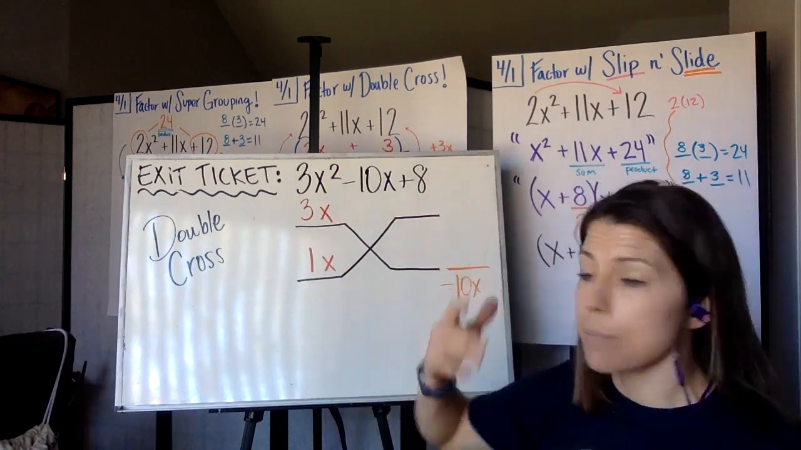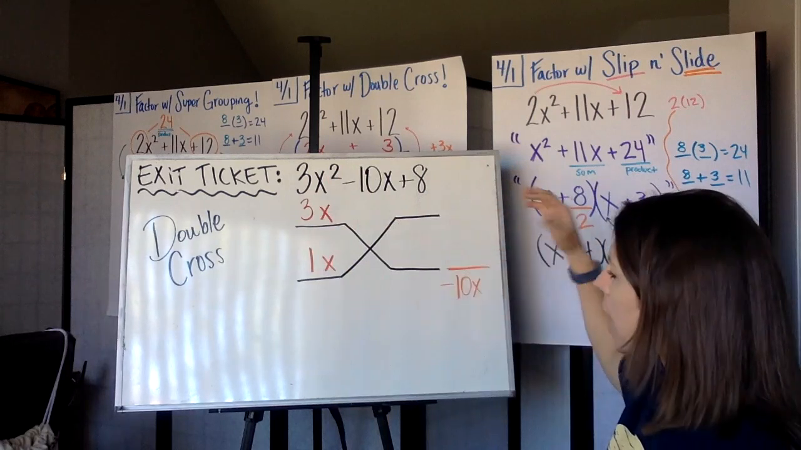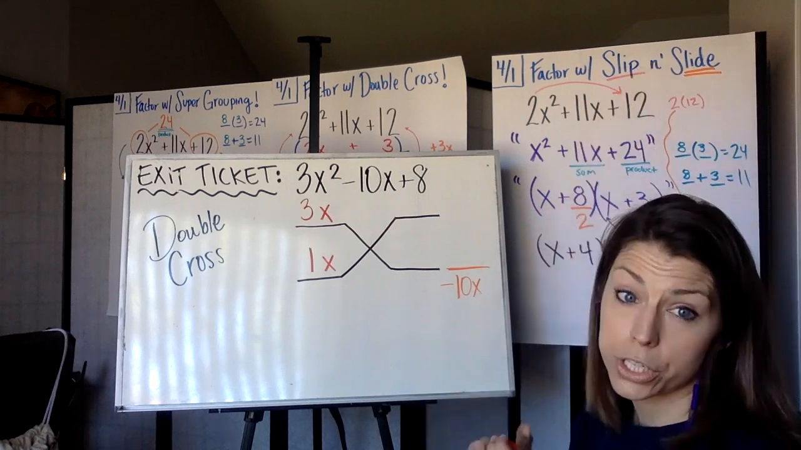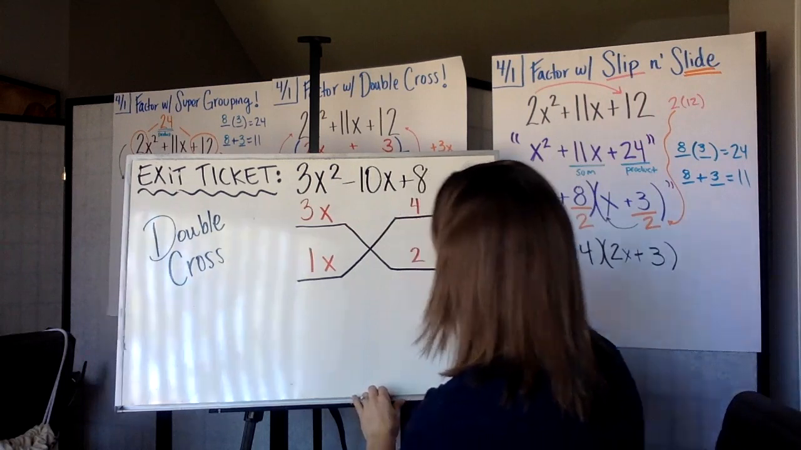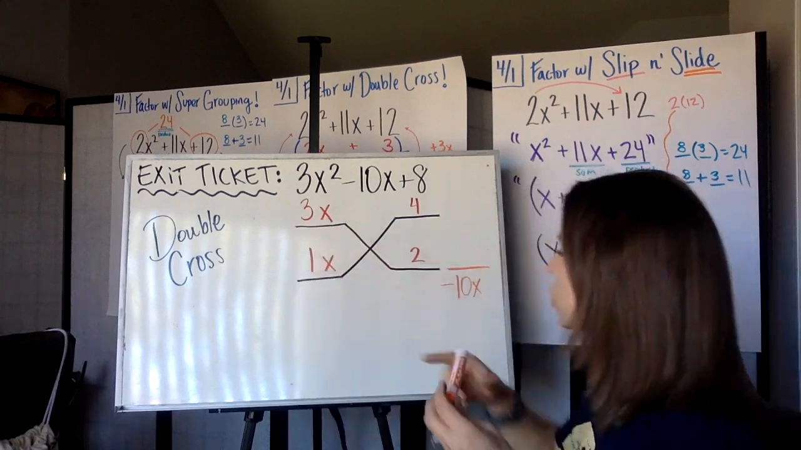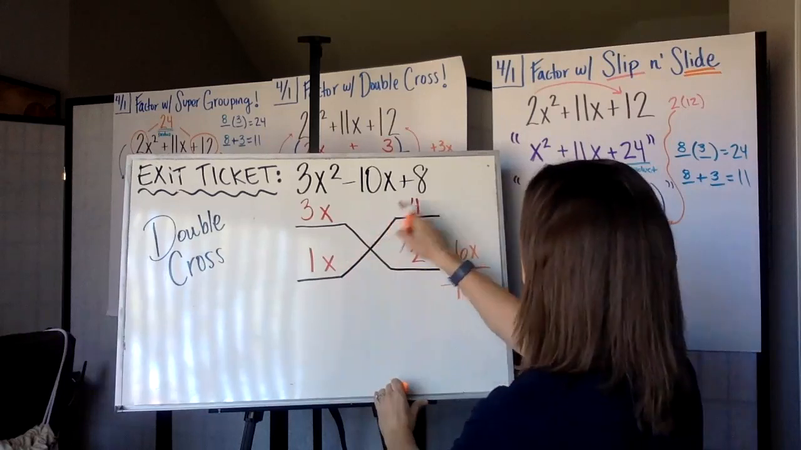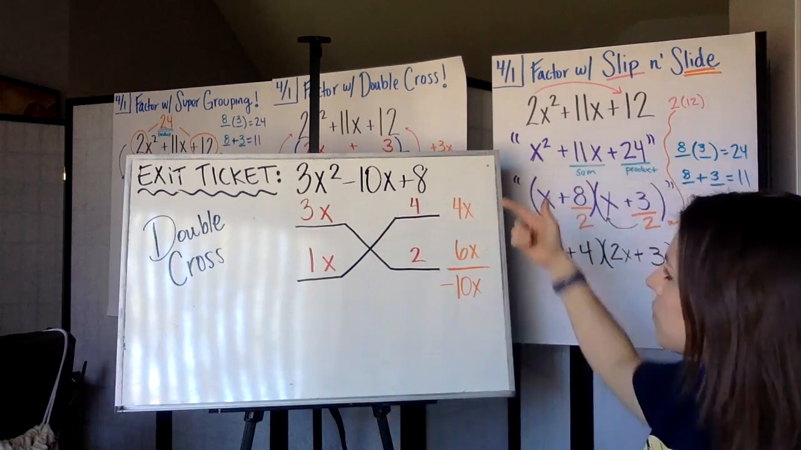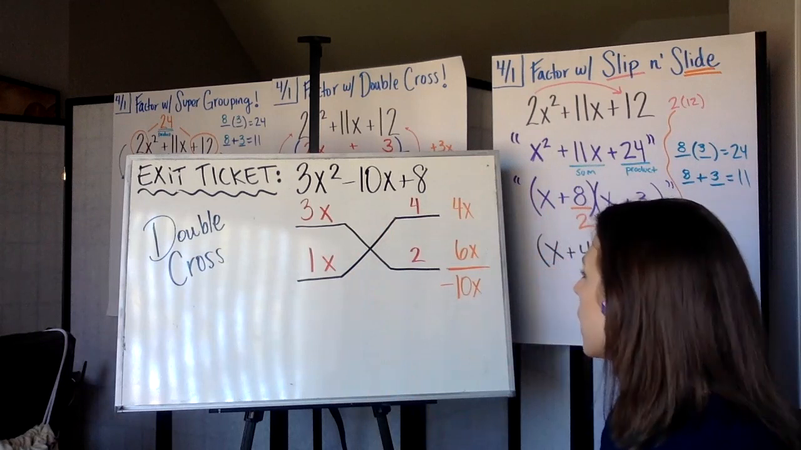Now it becomes the guessing game. What two numbers have a product of 8, but they have to have a sum of negative 10? So the first two numbers that come to mind for me are 4 and 2. So let's see what happens. If I put 4 here and 2 here, let's see if that works. 3x times 2x is 6x. 1x times 4 is 4x. 4x plus 6x is positive 10x. Oh my gosh, I'm so close. How do I get negative 10x?